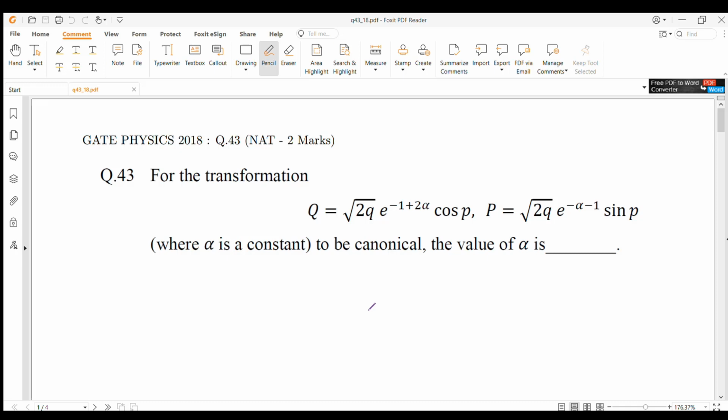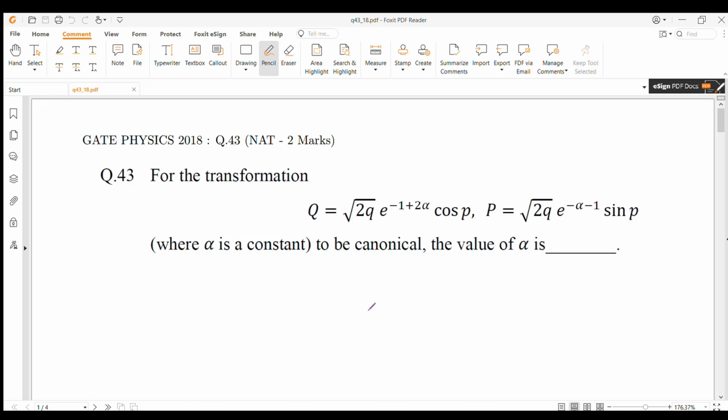For the transformation Q equal to root 2 into root small q into e to the power minus 1 plus 2 alpha into cos small p, and P equal to root 2 into root small q into e to the power minus alpha minus 1 into sine small p to be canonical, we need to find out the value of alpha. Here alpha is a constant.